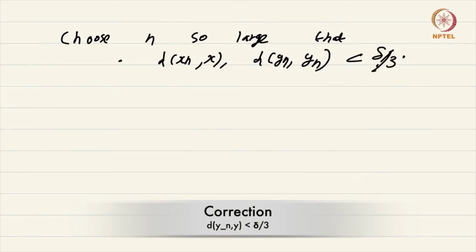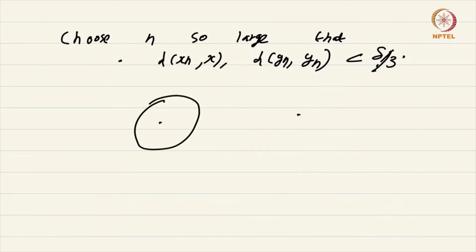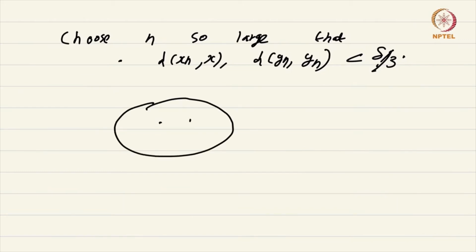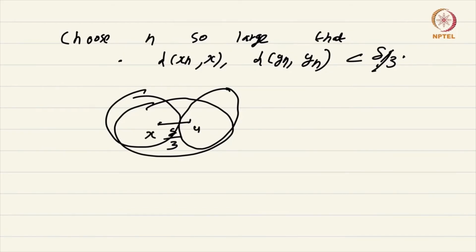So if x is here, y is here. Let me not draw a primitive ball. What I do is I choose x and y close to each other. The distance between x and y is at most delta by 3. Now what I'm saying is choose delta by 3. These are very badly drawn figures, but it will give you an idea of what's going on. If this is x, this is y, I'm saying choose xn coming from here, yn coming from here. That's part 1.